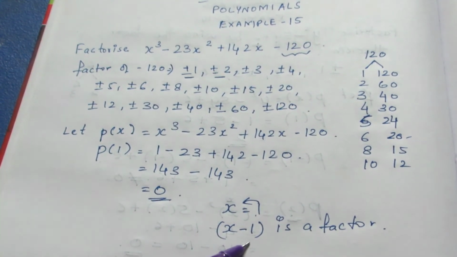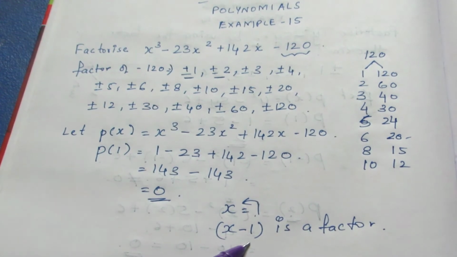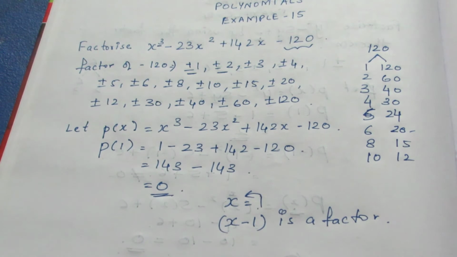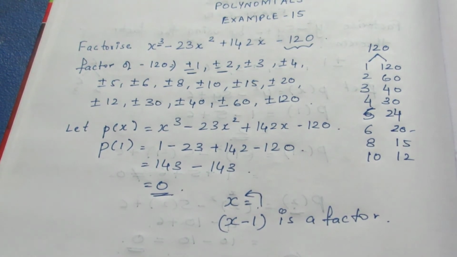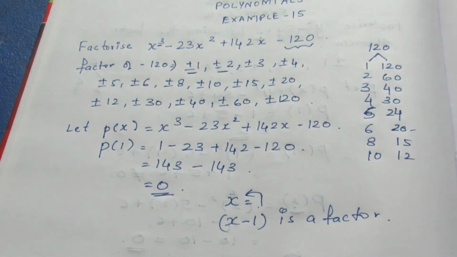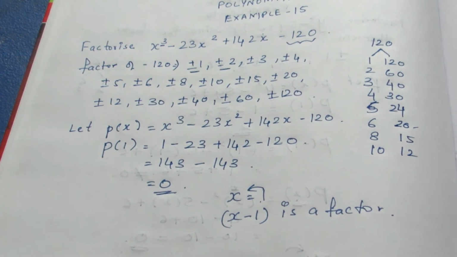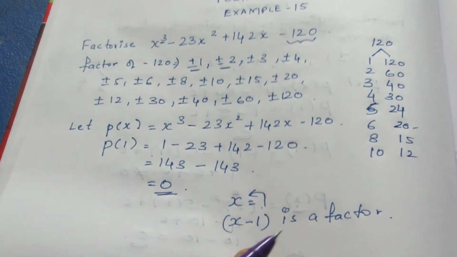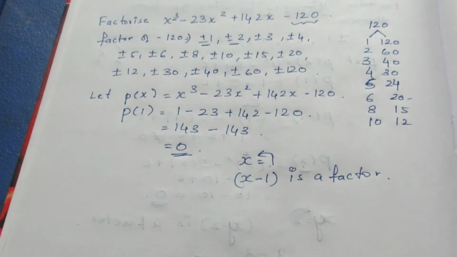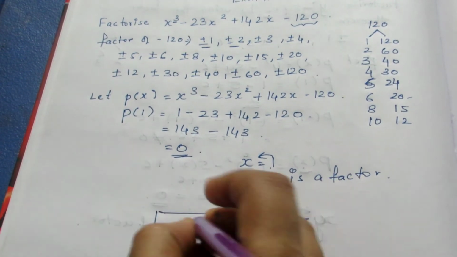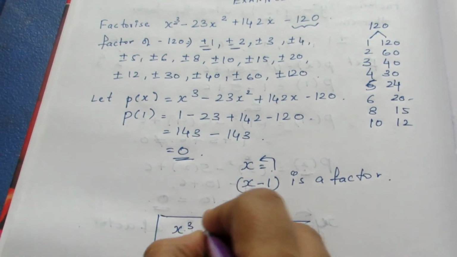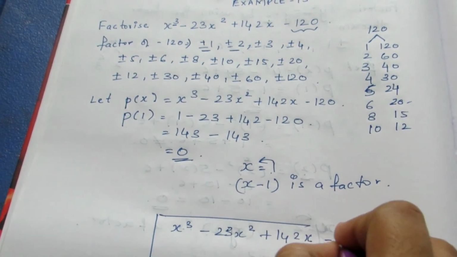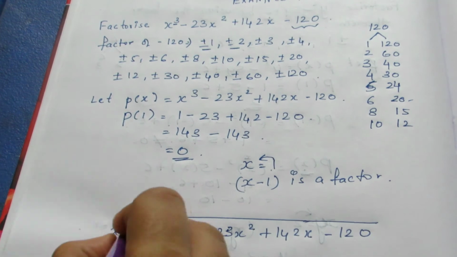How many factors do we need to find for this polynomial? For that, see the degree. Here the degree is 3, the highest power is 3. So we need to find 3 factors. The degree will tell you how many factors there are in the polynomial. We have found 1. When you find 1, just divide the given polynomial, x cube minus 23x square plus 142x minus 120, with the factor. I am going to divide this with x minus 1.